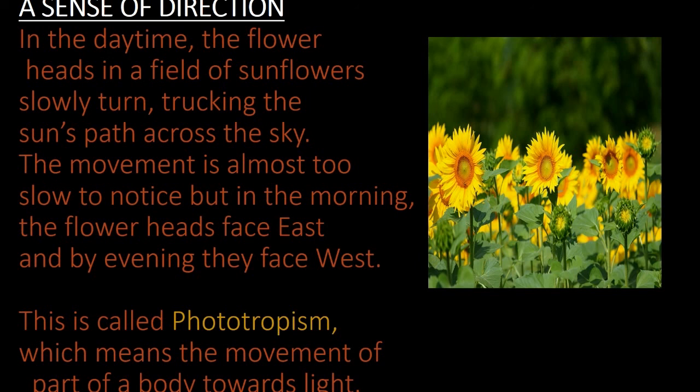We say this movement of the head of the sunflower is known as phototropism. There is a difference between photosynthesis and phototropism. Photosynthesis is a process by which green plants manufacture their own food using carbon dioxide and water in the presence of light or sunlight. But phototropism is the movement of a part of a body towards light. Please take notice of that.